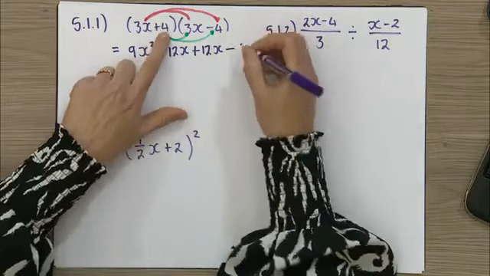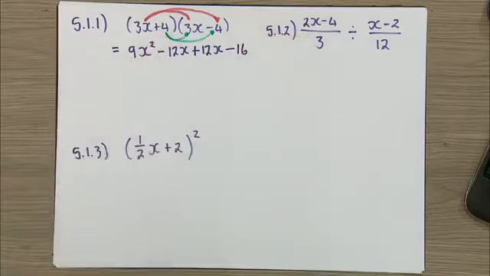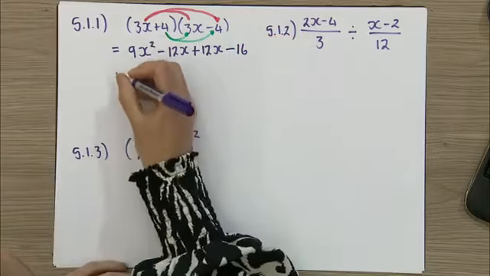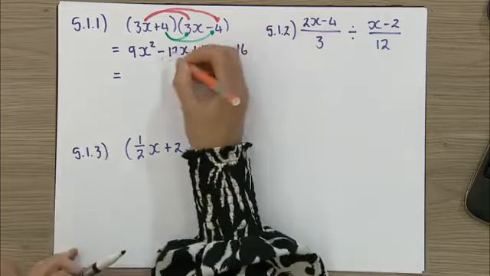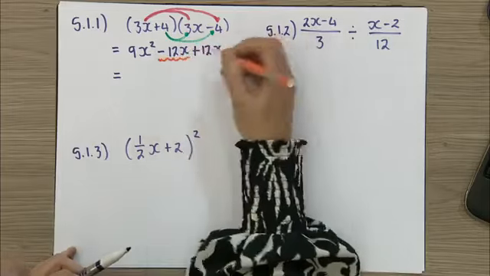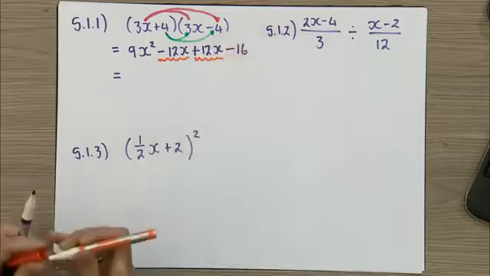4 times 4 is 16. Remember, I am not done. I always have to look for like terms. Are there any like terms? Yes. Negative 12x and positive 12x.